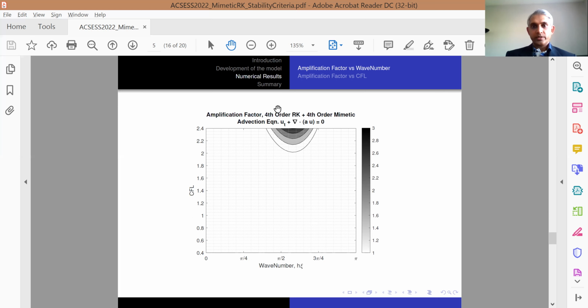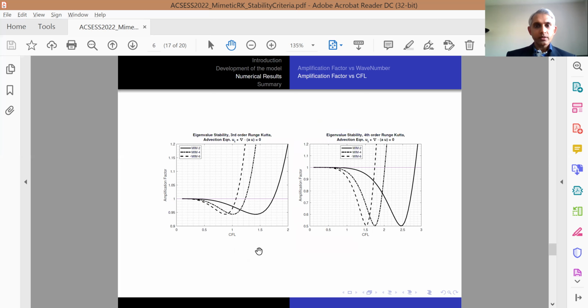Hence, it can be concluded that for the fourth order Runge Kutta scheme with a fourth order mimetic scheme, a CFL condition of 2.0 is where the stability criteria can be stated. It's more useful to look at the amplification factor as a function of CFL for various conditions and is therefore easier to plot it for multiple conditions at the same time.